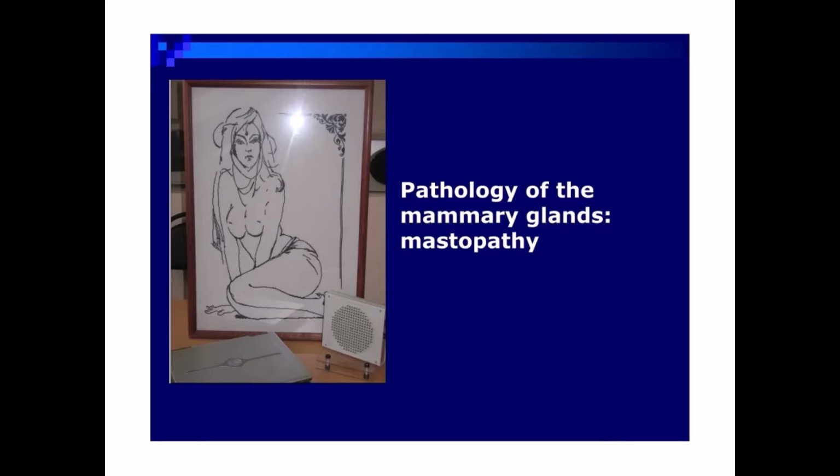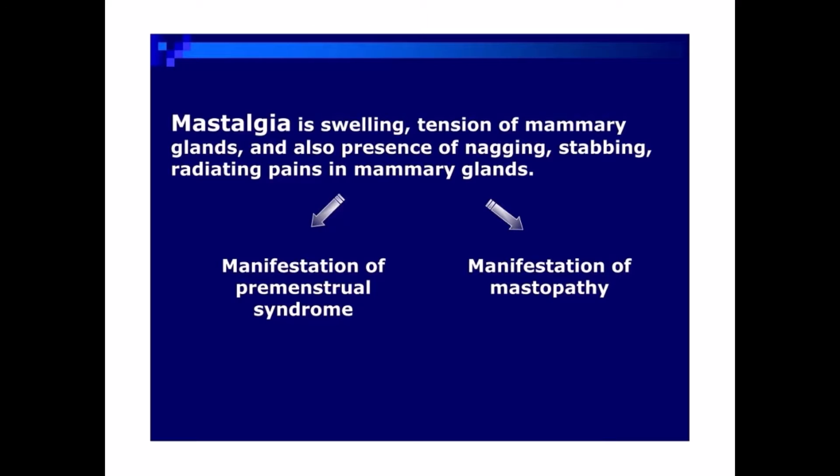Pathology of the mammary glands, mastopathy. Mastalgia is swelling and tension of the mammary glands, and also the presence of nagging, stabbing, radiating pains in the mammary glands. It is a manifestation of premenstrual syndrome and a manifestation of mastopathy.